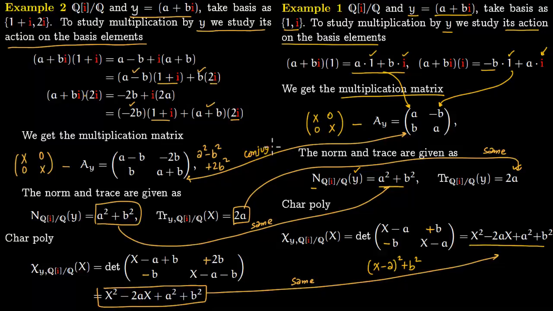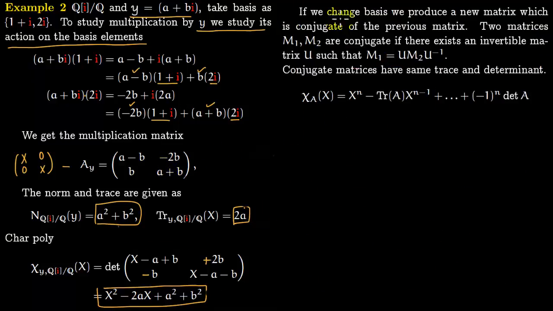So the result which we have is that the norm, trace and characteristic polynomial are independent of the basis. So let us recall this result more formally. If we change basis, we produce a new matrix which is actually a conjugate of the previous matrix. So two matrices M1 and M2 are called conjugate if there exists an invertible matrix U such that M1 you can write as U M2 U inverse.